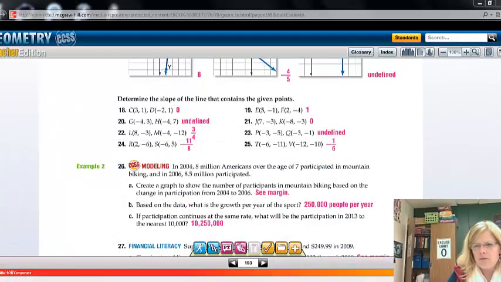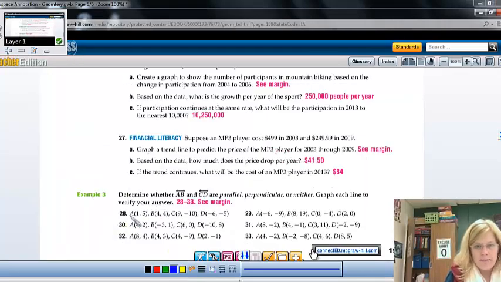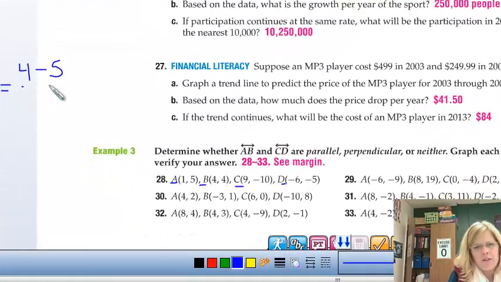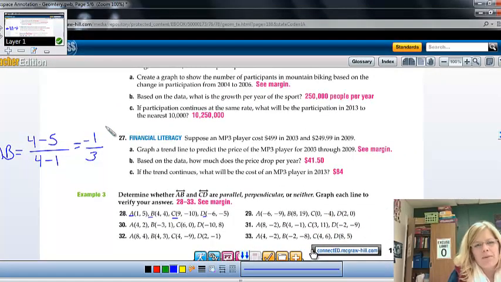If I scroll down, 28, 30, and 31, now you have to do it twice. Once for AB and once for CD. So if I find the slope of AB, let's see, if I do 28, I have 4 minus 5 over, because those are my y values, over 4 minus 1. Well, 4 minus 5 is a -1, and 4 minus 1 is 3. So my slope for AB is -1/3.